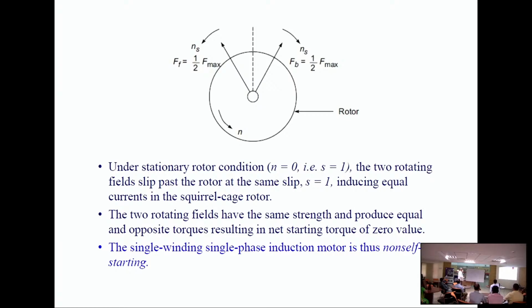Under the stationary rotor condition, at starting, the rotor speed is 0. So S is equal to 1. So the two rotating fields slip past the rotor at the same slip, S is equal to 1. Forward and backward are the same, with equal current in the squirrel cage rotor. So these two rotating fields have the same strength and produce equal and opposite torques, resulting in a net starting torque of 0. And that's why single phase motors are not self-starting.